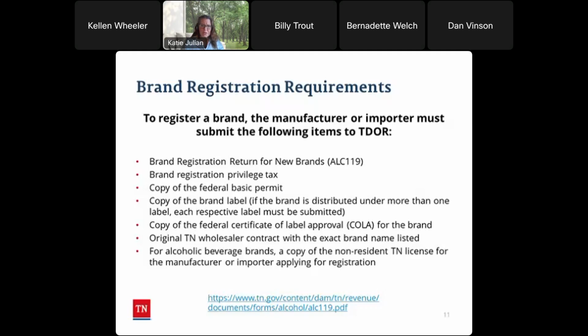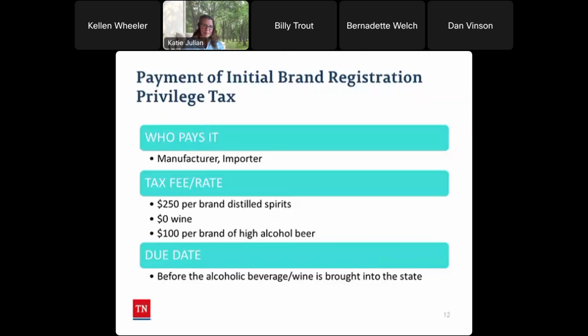One thing to note, if the entity completing the return is not the producer, bottler, or manufacturer, the return must be accompanied by a Prime American source letter for imported products or an appointment letter for domestic products. This is Kellen's area. Kellen, all day long, I think, deals with these brand registrations. So hopefully if you've got questions about that, we can discuss those a little bit later if we've got time.